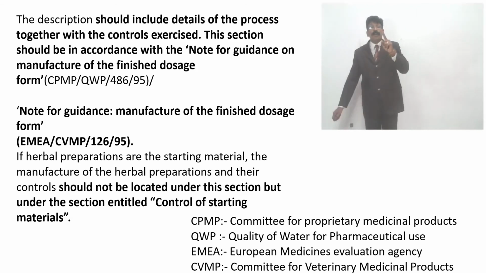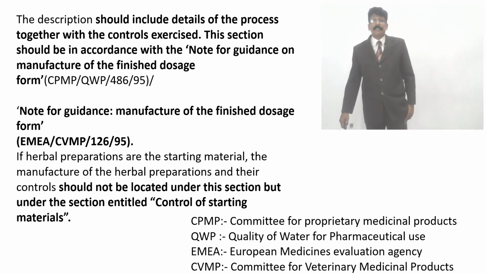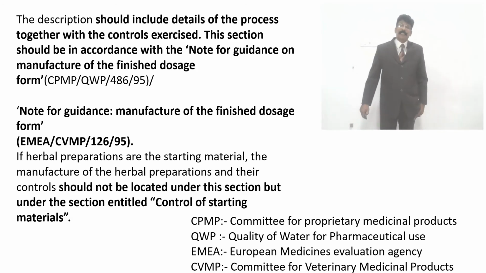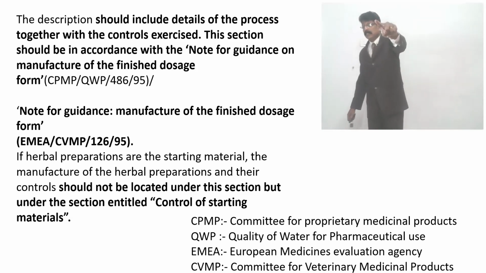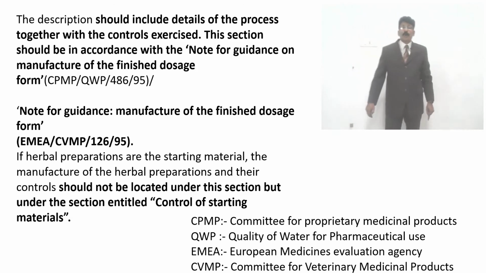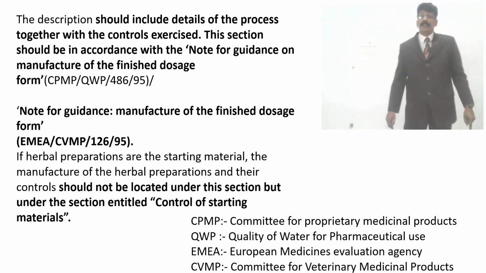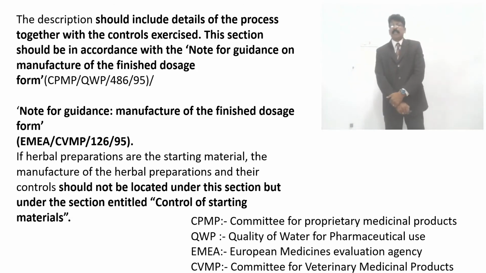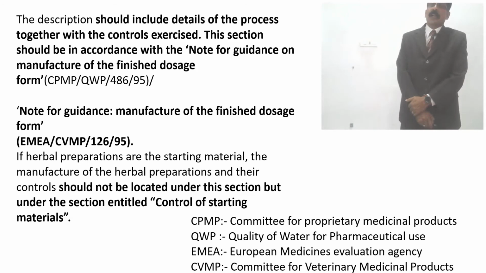If herbal preparations are stated as starting material, the manufacture of the herbal preparations and their controls should not be located under this section, but under the section on control of starting material, the next chapter, next slide. Control of the starting material starts from the collection and harvesting. Even if he is not a manufacturer, even a cultivator has to apply for this license.